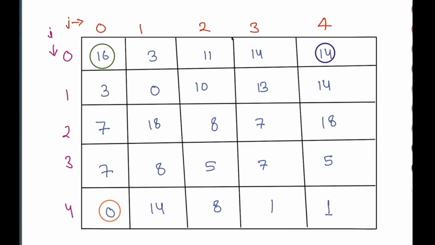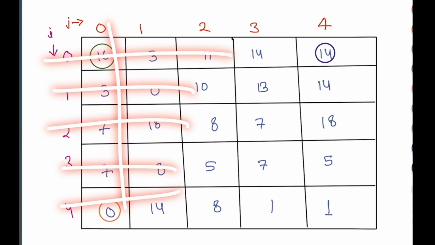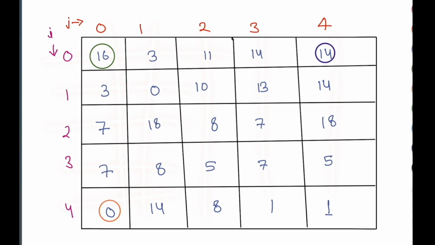Now there is another rule that no child, either A, B or C, can move more than n minus 1 times, where n is the number of rows or number of columns. Both are the same. So if we have 5 rows and 5 columns, the value of n is going to be 5. No child can move more than 4 times. That's the rule. They cannot move more than n minus 1 times.